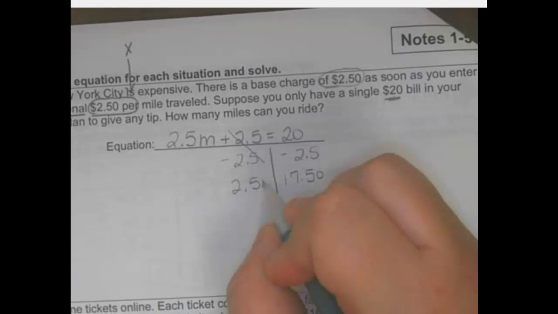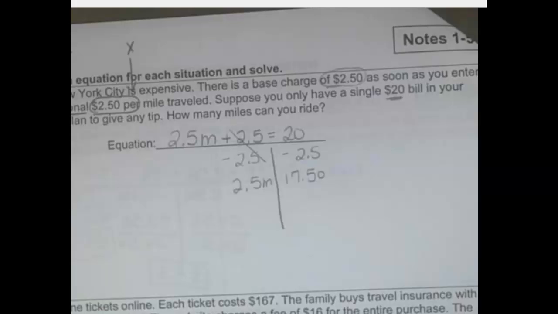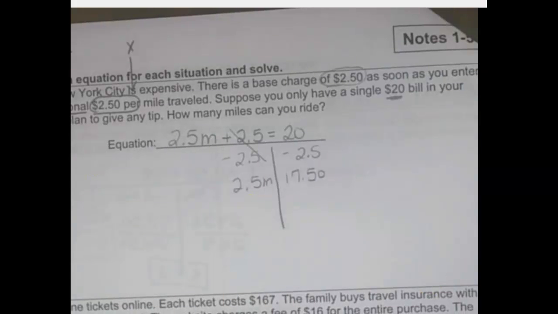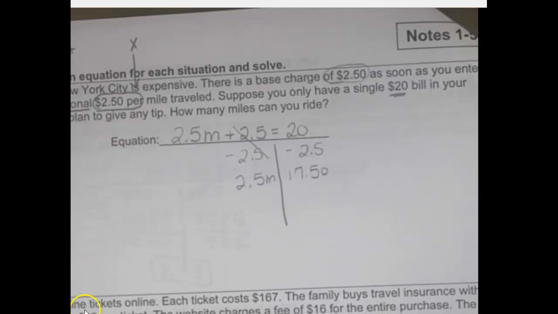Oh, I dropped off my M, sorry. Hope that didn't confuse anybody. Alright, from there I'm going to divide both sides by $2.50.